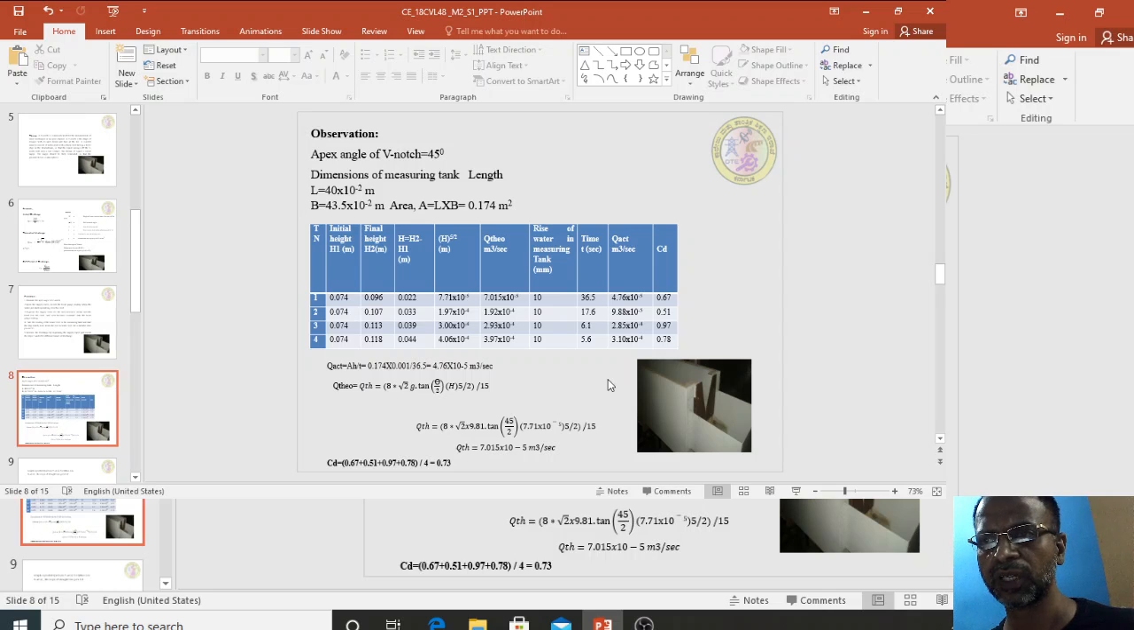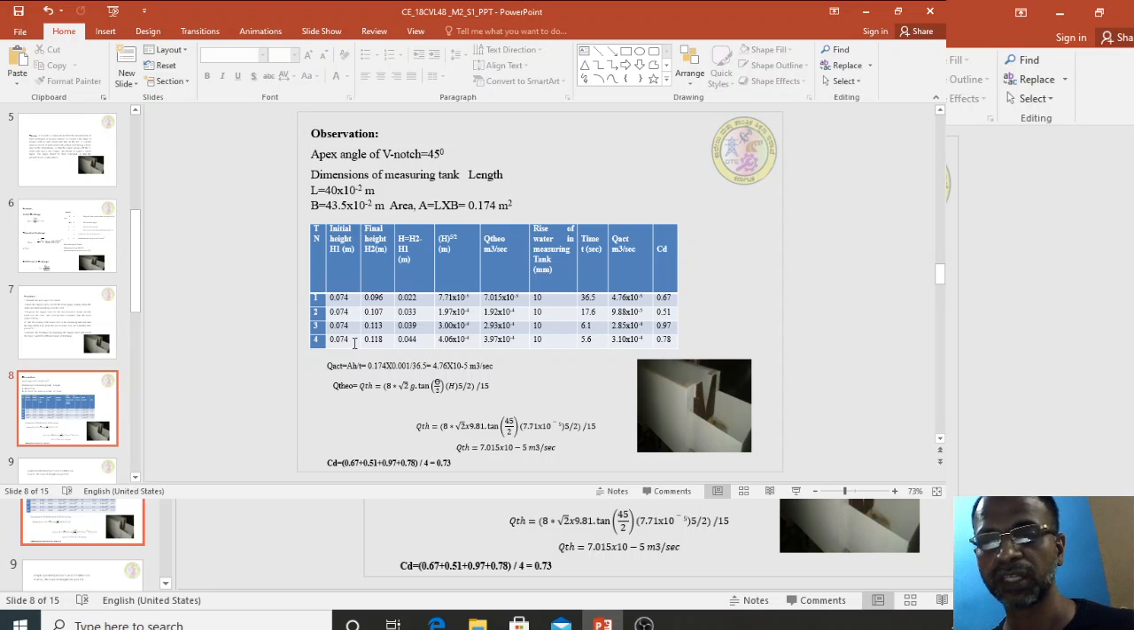So therefore, I made an attempt to do the calculation in this class, so that you will have a better grip over the subject. Apex angle of the V notch is measured as 45 degrees. The dimension of the measuring tank, L and B, is known, that is, area is 0.174 meter square.